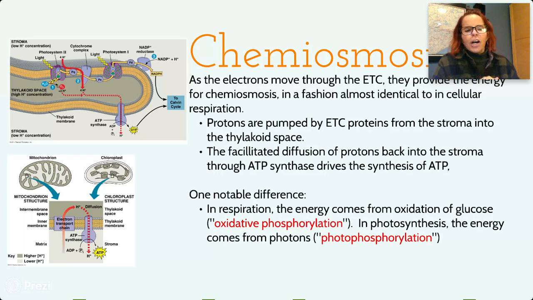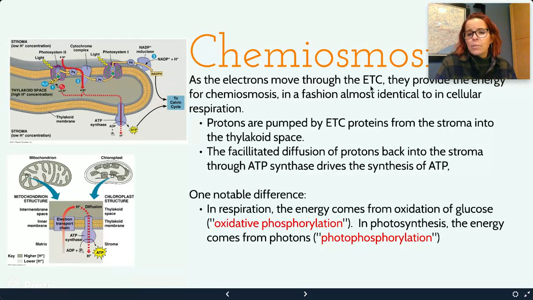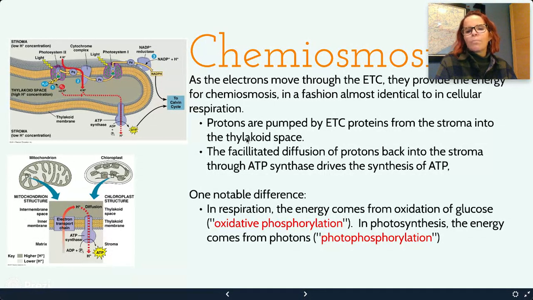All right, so it says here, as the electrons move through the electron transport chain, they provide the energy for chemiosmosis. I always heard it pronounced one way, and now recently I've heard it pronounced another way. Sorry. In a fashion almost identical to that in cell respiration, protons are pumped by the electron transport proteins from the stroma into the thylakoid space.